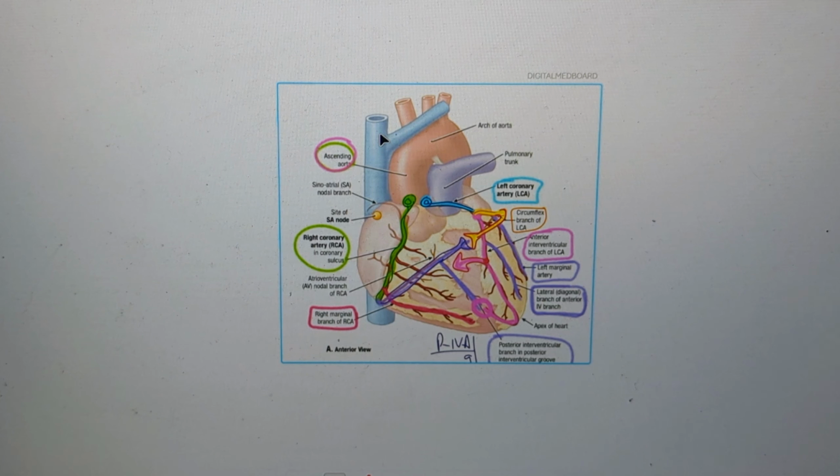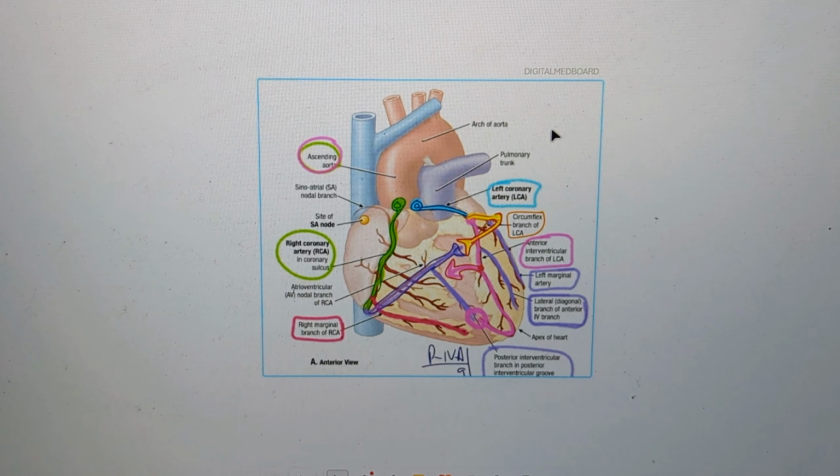On the right side, the superior vena cava. On the left side, the pulmonary trunk. In between the superior vena cava and the pulmonary trunk is the ascending aorta. Now moving further to coronary artery supply.